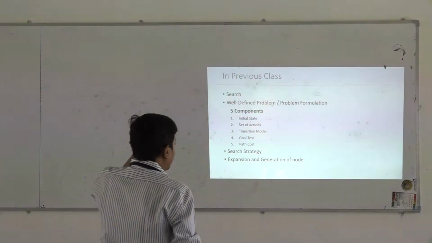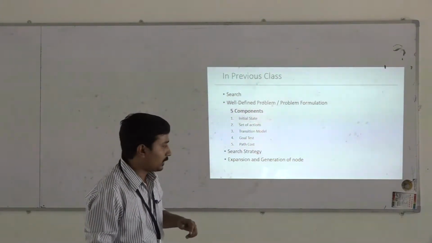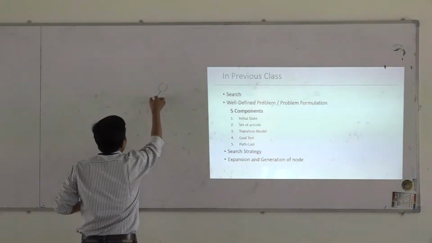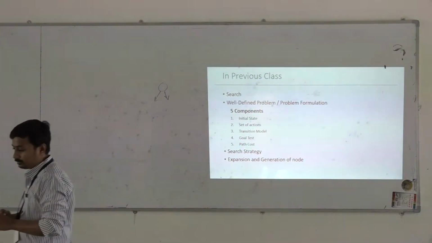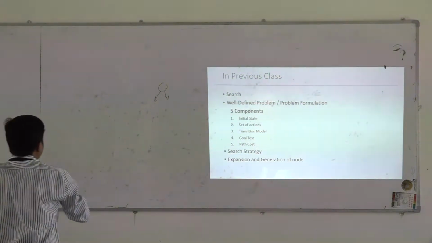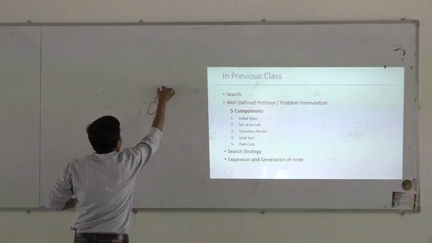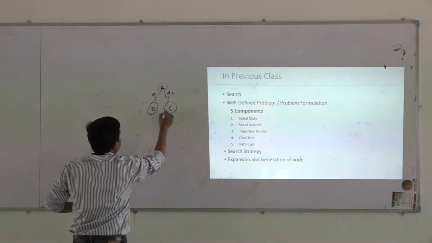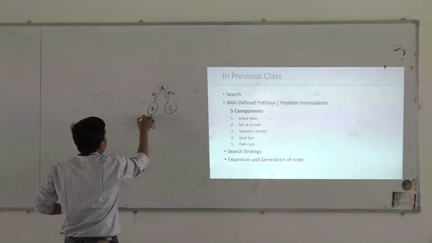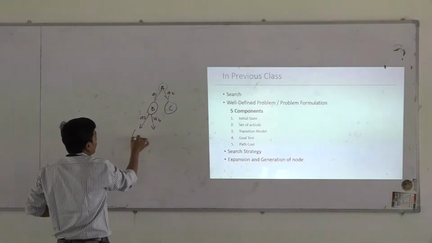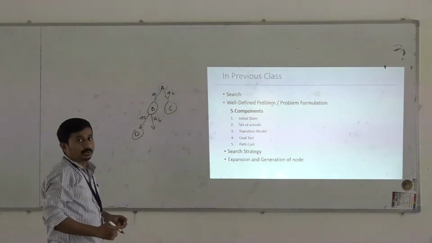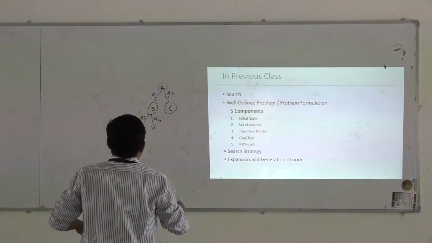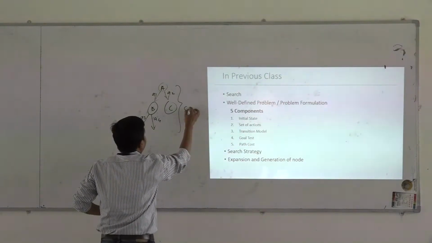Then we have seen search strategy. So let's recall that topic. When we continue solving our problem, from this state, let's say 2 actions are possible. And then we will get these 2 nodes. Then from this node, maybe these 2 actions are possible. Then we will get next nodes. If you continue like that, we get a tree-like structure, and that tree is known as a search tree.